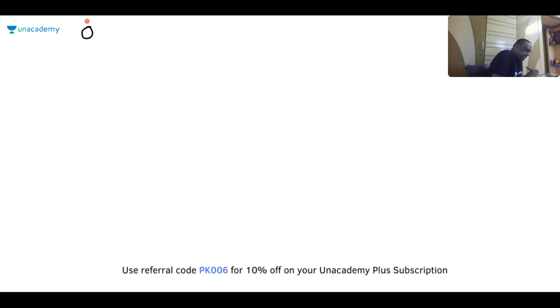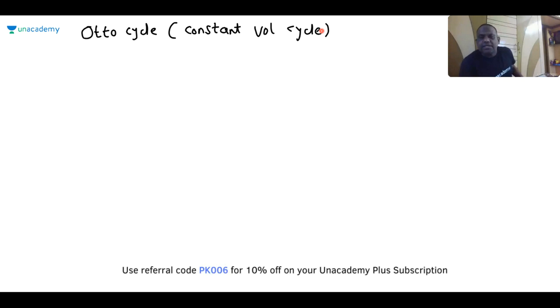Now let us take the first air standard cycle, that is the Otto cycle. This is also known as the constant volume cycle. I'll tell you the reason when I go to my actual IC engines. There I'll tell you why the Otto cycle is the reference cycle for SI engines and why the diesel cycle is the reference cycle for CI engines. Don't worry at all. This cycle consists of four processes: 1 to 2, 2 to 3, 3 to 4, and finally 4 to 1.